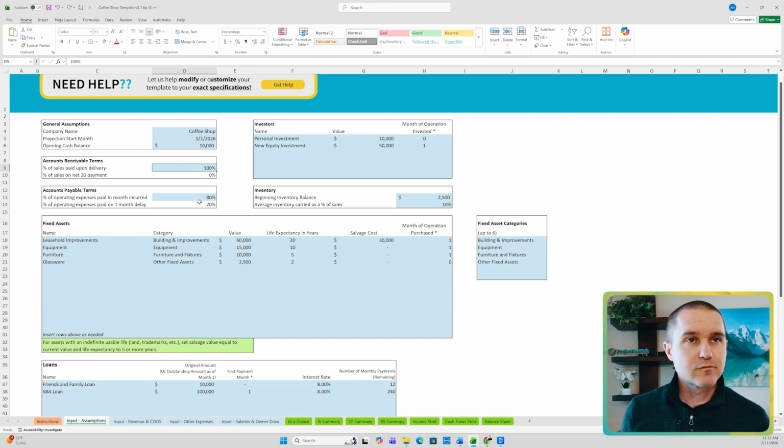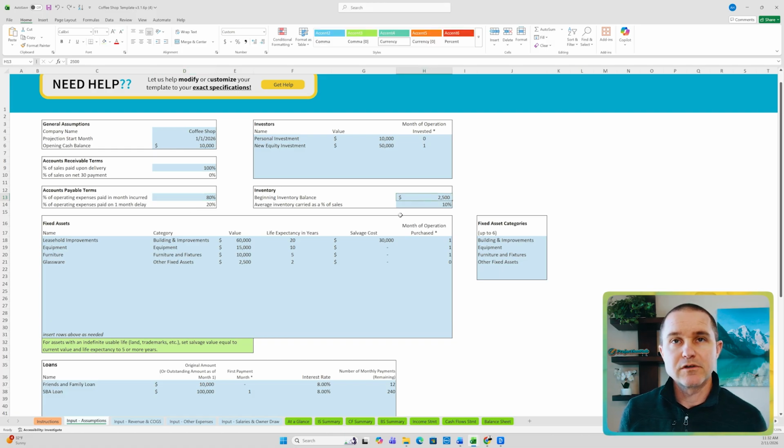Accounts payable, we're assuming you're paying 80% of your bills in the month you incurred the expense, 20% on a 1-month delay. And then inventory, you'll start out with a little bit of inventory on hand, and then you'll keep some small percentage of inventory. You'll probably get inventory delivered on a regular basis, maybe weekly. So you're probably not keeping a whole lot on hand at any one time.